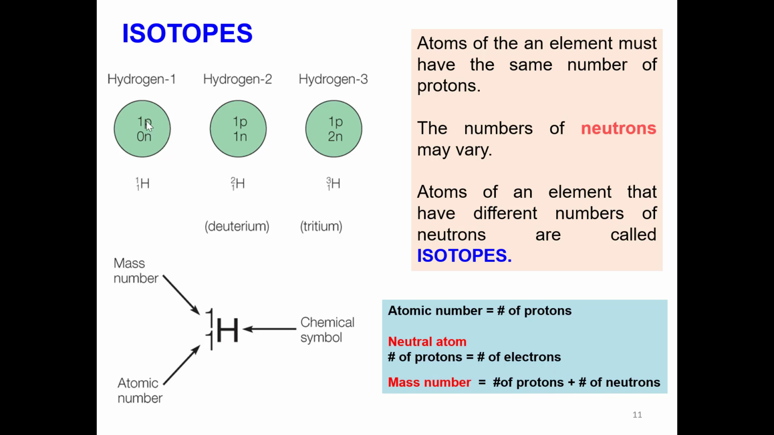In this case, we have 1 proton and 0 neutrons, so the mass number is 1. In the second case, the atomic number is 1 in the bottom part, and in the top part we have 1 proton plus 1 neutron, which is 2. This is why we have the number 2 here. In hydrogen 3, the 1 is the number of protons, or the atomic number, and in the top we add the number of protons plus the number of neutrons: 1 plus 2 equals 3.